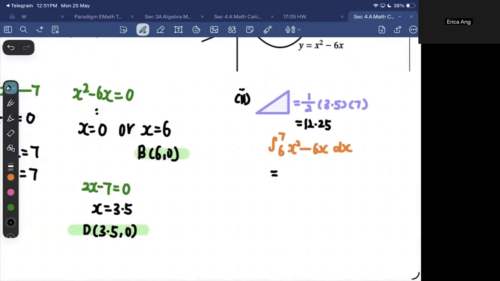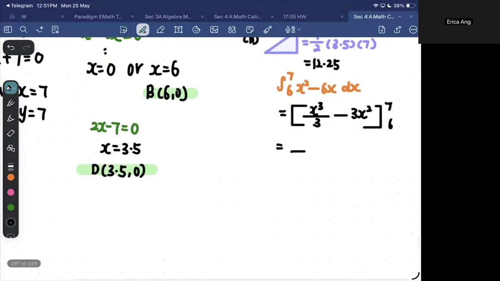So when I do this, it will be x cubed over 3 minus 6x squared over 2. So I fast forward, okay? So like that, 7 and 6. What I will do is sub in separately. So this is 7 to the power 3 over 3 minus 3 times 7 squared. Oh, why is it negative? So this is negative 98 over 3.